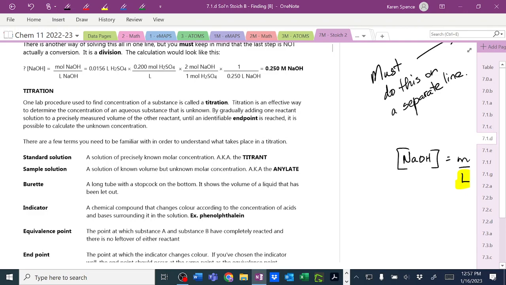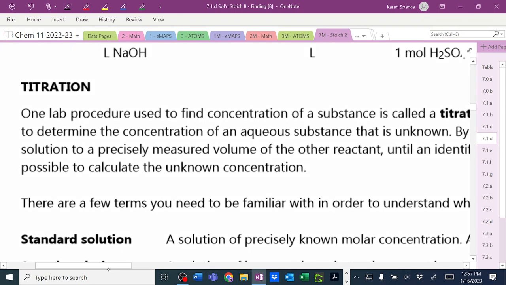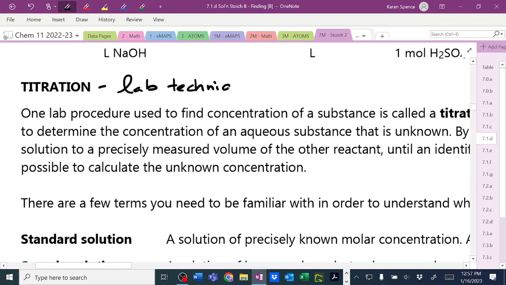We are going to, sometime this week, probably Thursday, do a titration. It's fun. A titration is fun. It is a lab technique. I have substance A and I know its concentration. I have substance B and I don't know its concentration, but I know that A and B react together.